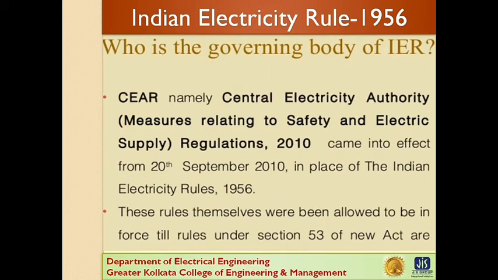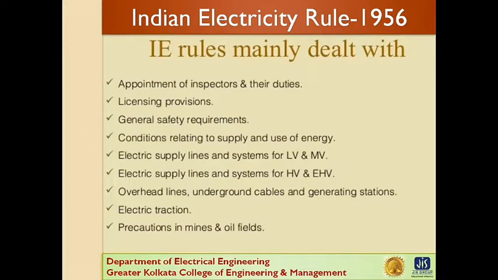Next, who is the governing body of Indian Electricity Rule? Namely Central Electricity Authority Regulations. Central Electricity Authority measures relating to safety and electric supply. 2010 came into effect from 20th September 2010 in place of the Indian Electricity Rules 1956. These rules themselves were being allowed to be enforced till rules under Section 53 of the new Act are.